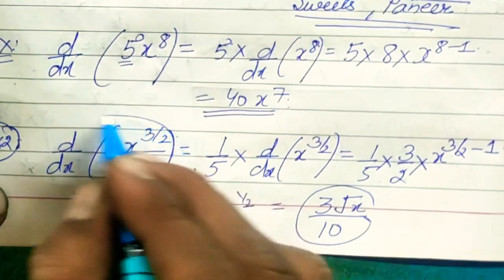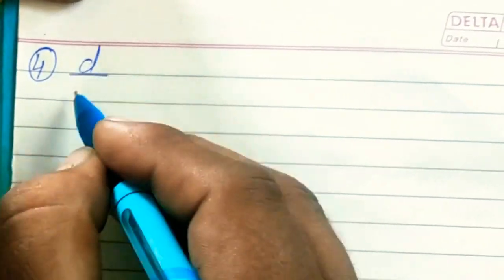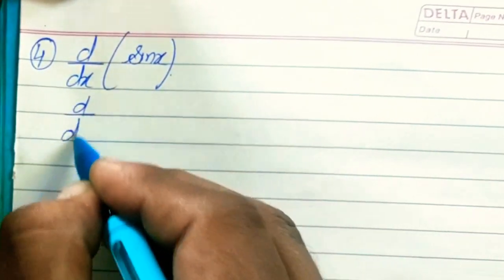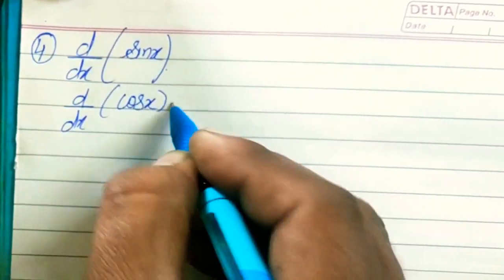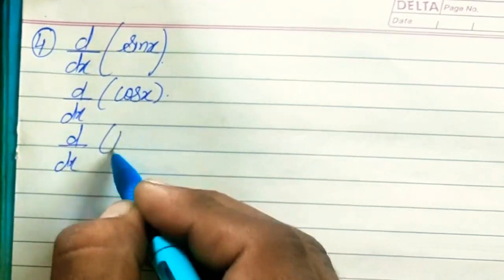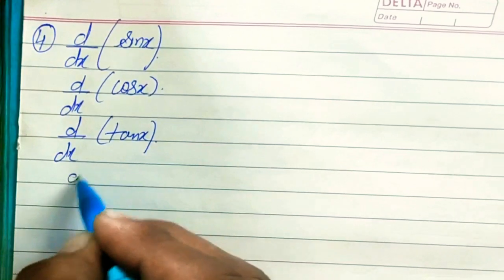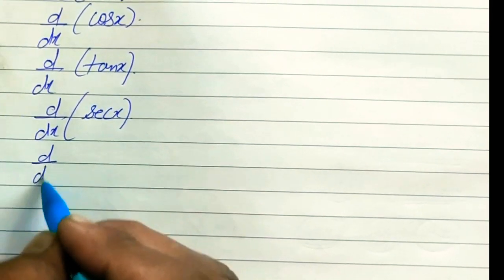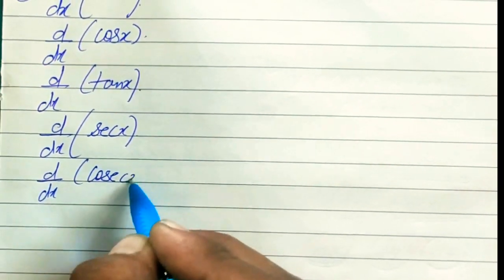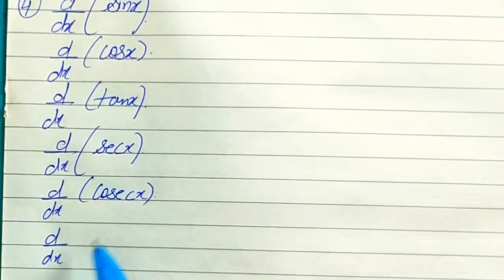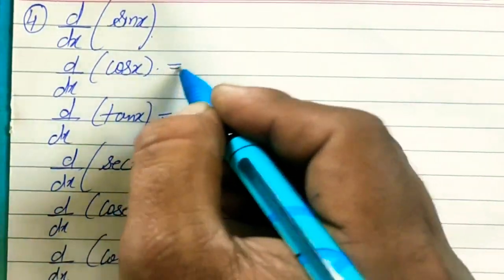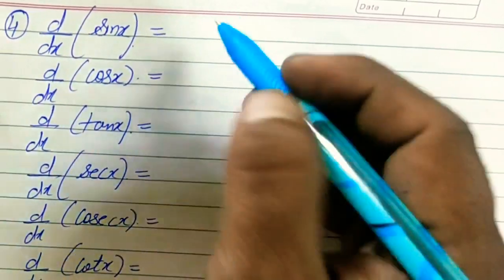Okay, now we have talked about 3 formulas. Basically, they are easily proved in maths, but I'll not waste time. Sin x, cos x, tan x, secant x, cosecant of x, and cot of x. Okay, now you have to directly remember the answer.